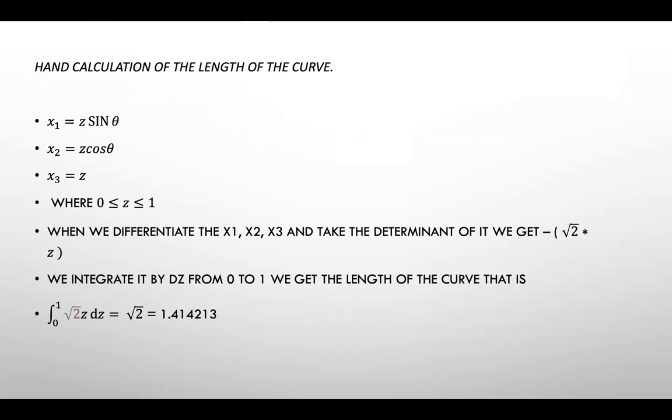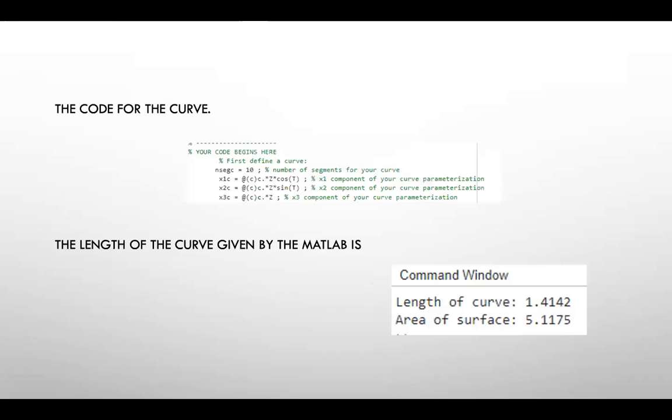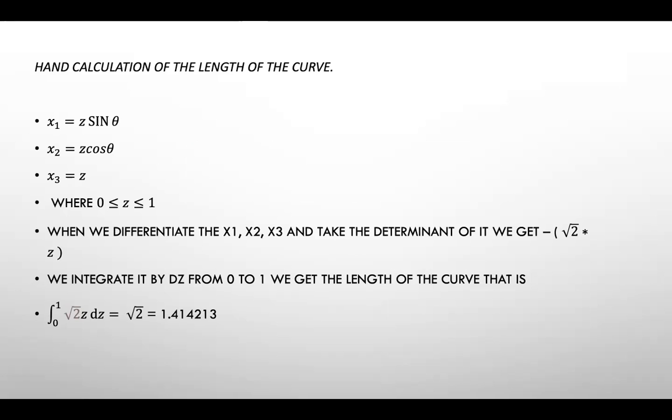I first differentiated x1, x2, and x3, and took the determinant of it, and I got root 2z. When I integrate it from 0 to 1 by dz, I get the length of the curve. So when I integrate root 2z dz from 0 to 1, I get root 2, which is 1.414213, the same value as the length of the curve I got from the MATLAB code.